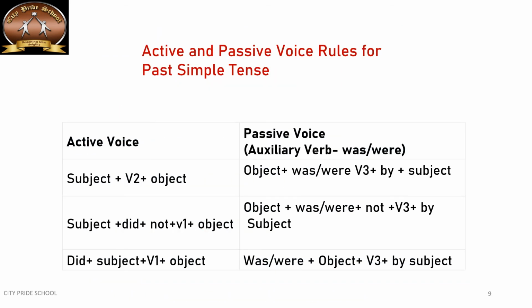Now the rules for simple past, very simple. Already you know the subject and the verb is in V2 form. Like if I say I eat an apple, the past tense of eat is ate. I ate an apple. So what would be the passive form? The apple was eaten by me. So when the sentence given in active voice is in past tense, you just have to use was or were and V3 form of verb.